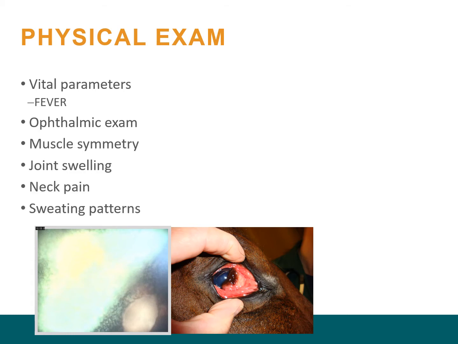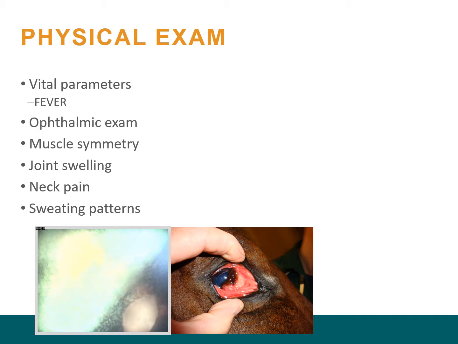And then again, we'll talk a little bit about this as we go through the rest of our exam, but really, looking at the entire horse for any sort of muscle symmetry or, more importantly, muscle asymmetry. So, looking at the horse's back muscles, gluteal muscles, all of those things can be important. Palpating for and looking for any joint swelling.